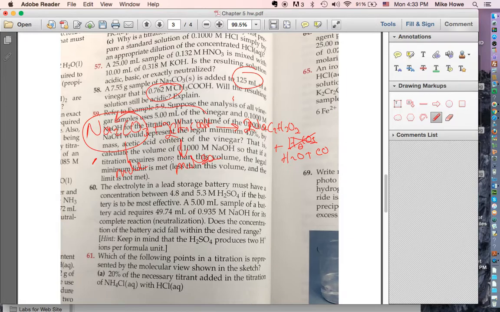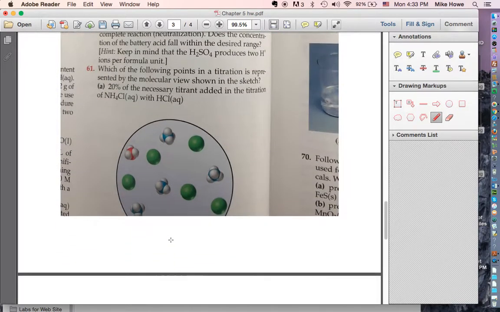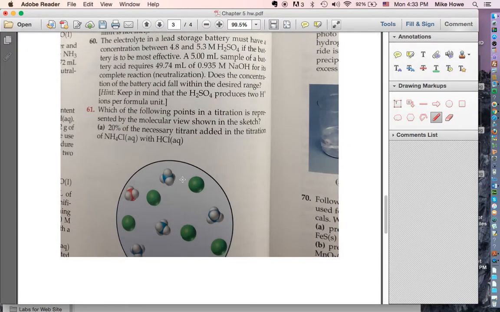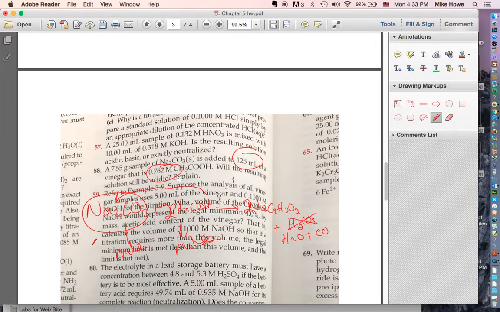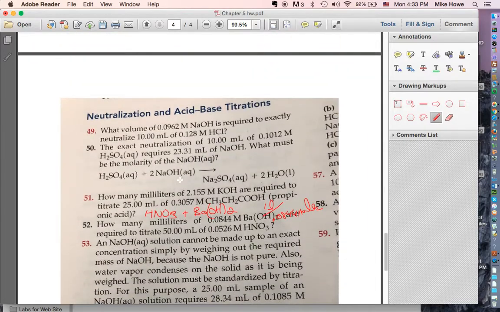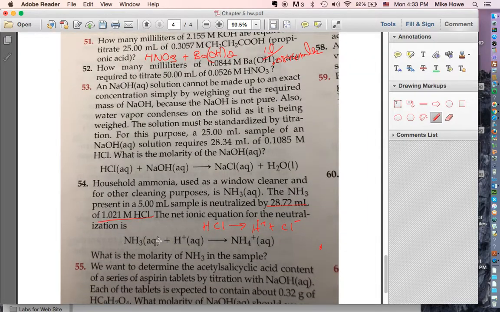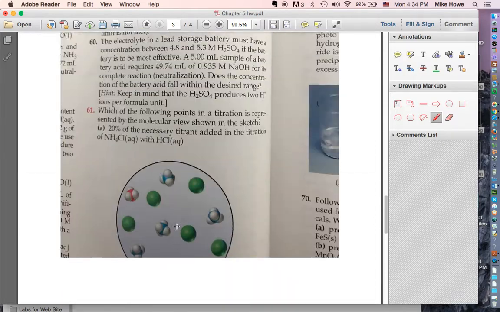Next question after that was 61. So 61 is down here. Now this is a little bit tricky. So you've got to think about it like this. You're looking for a titration represented by the molecular view shown in the sketch. So the titration is the same titration that you have up here that we did earlier. Where was that? It was this equation down here. So NH3 plus H plus makes NH4.